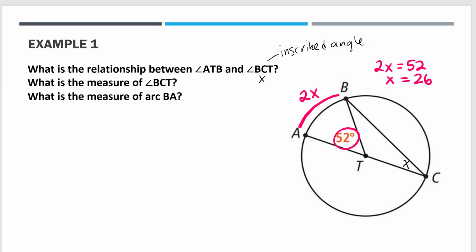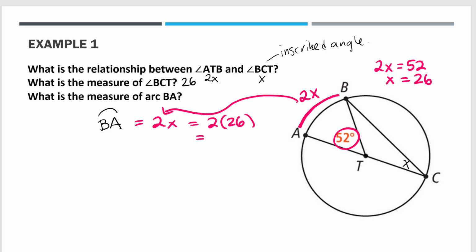Therefore, the relationship between angle ATB and angle BCT is that angle ATB is twice that of angle BCT. The next question is asking what is the measure of angle BCT. We already found that, and that is 26. And the measure of arc BA is equal to 2 times x, which is 2 times 26, which is 52.